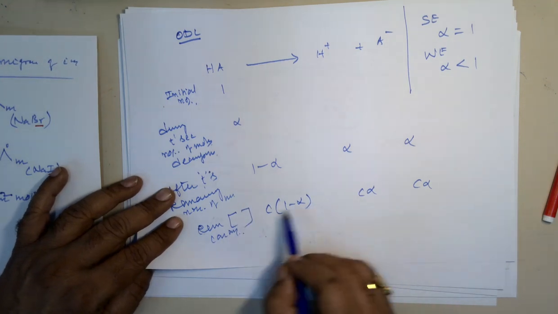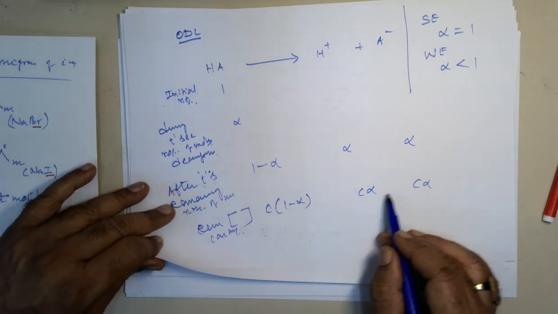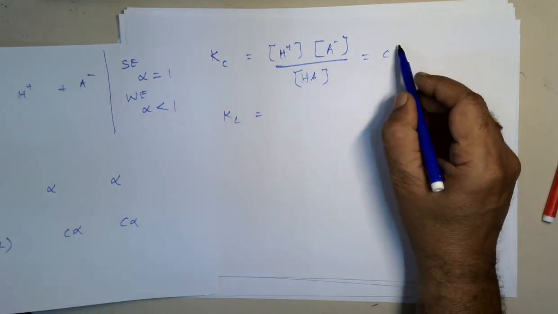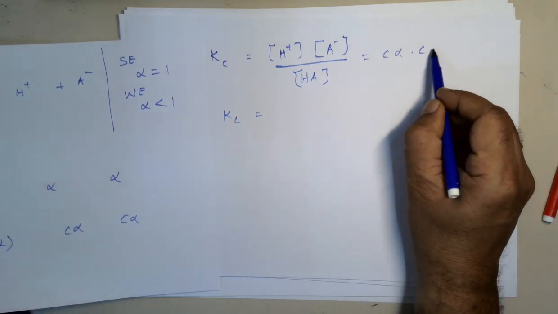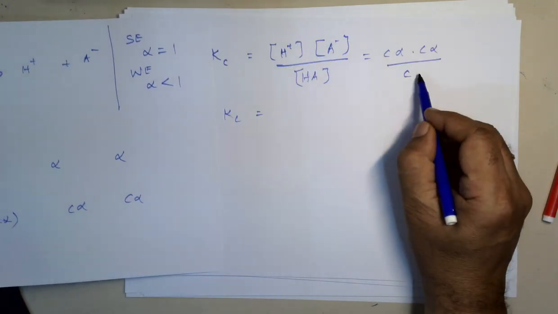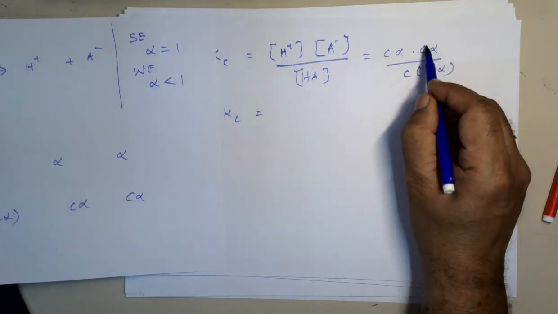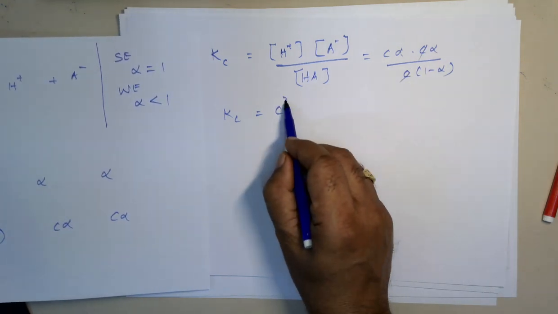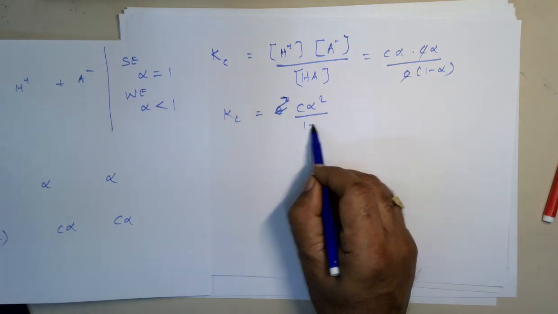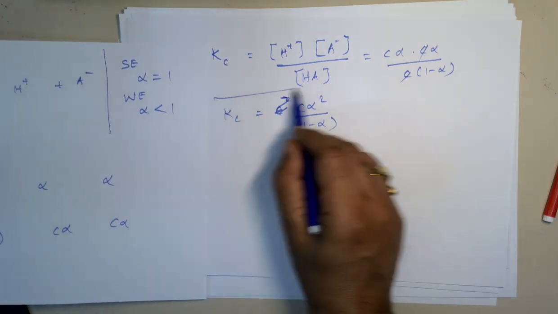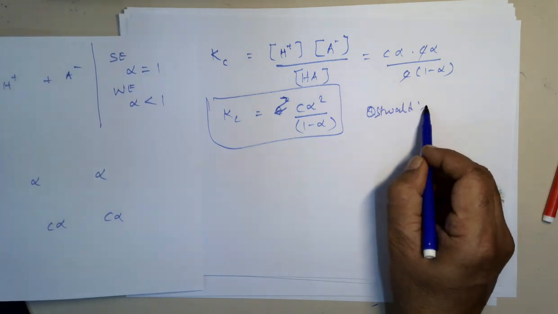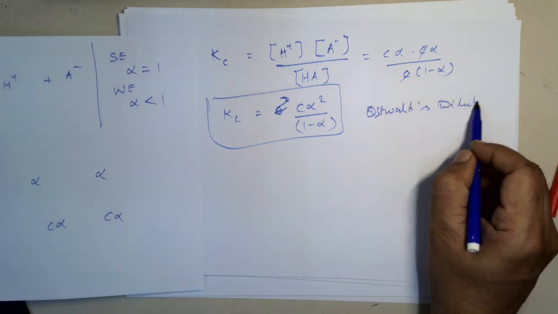Now you can substitute, because we already have these concentration values; the square brackets represent concentration. So this is C alpha into C alpha, divided by C into 1 minus alpha. So C can be cancelled, giving Kc equal to C alpha squared divided by 1 minus alpha. This is called Ostwald's dilution law.